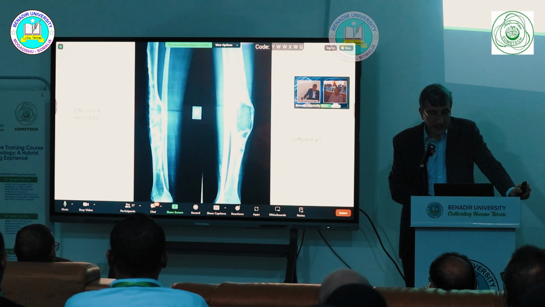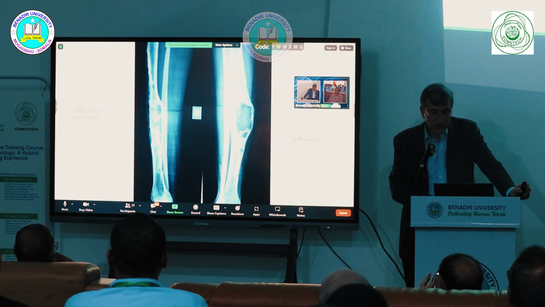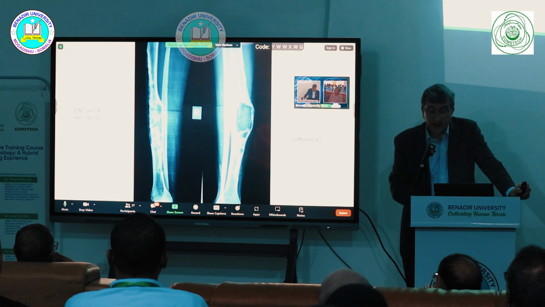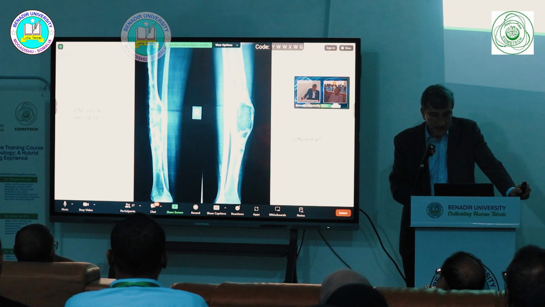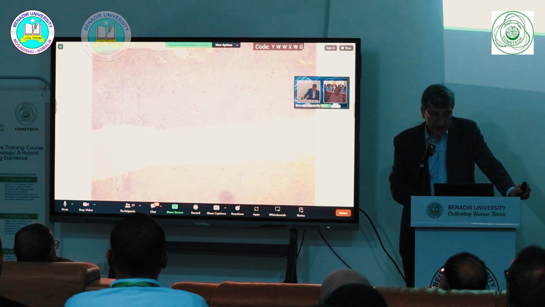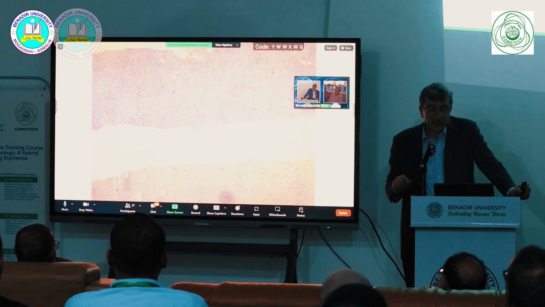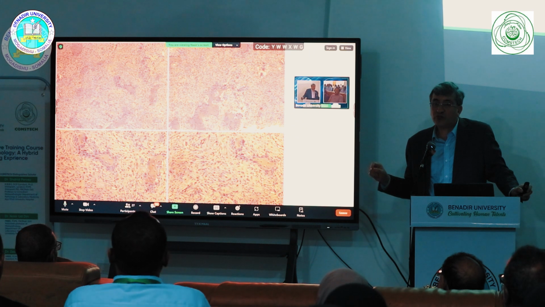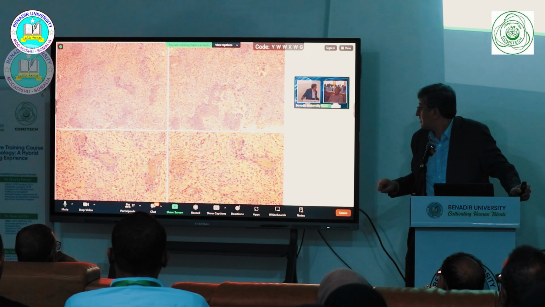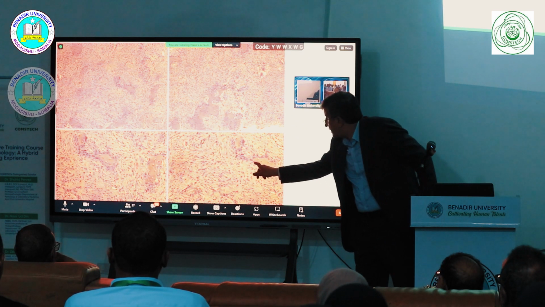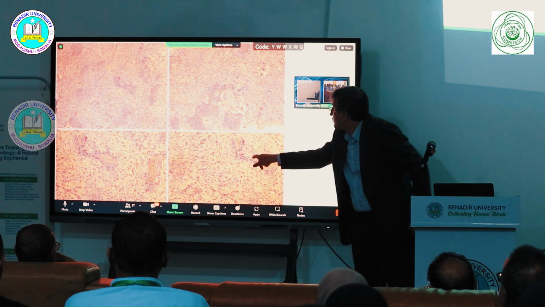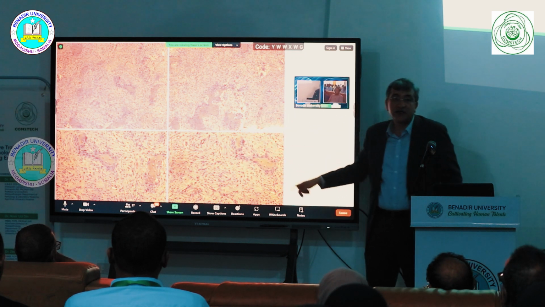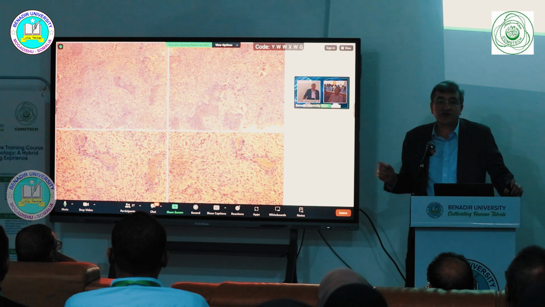17-year-old male patient, pain and swelling in the leg. You see tumor in the cortex. This is the tru-cut biopsy. Here you see a fibro-osseous lesion, an osseous component which is ringed by osteoblasts, and then a fibrous component.